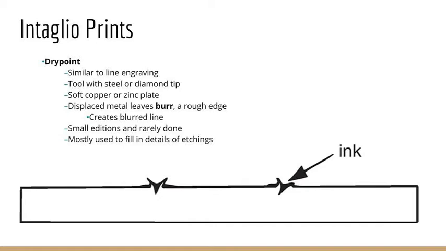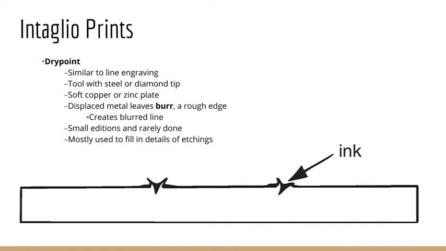So if you've ever cut metal in the metal shop and there's this really rough edge that's called a burr that you have to grind off, otherwise it'll cut your fingers or something. It's just all of that displaced metal sits on top. And instead of being wiped away or ground down, the burr is intentionally left there, and it creates a sort of blurred line when you make the prints.